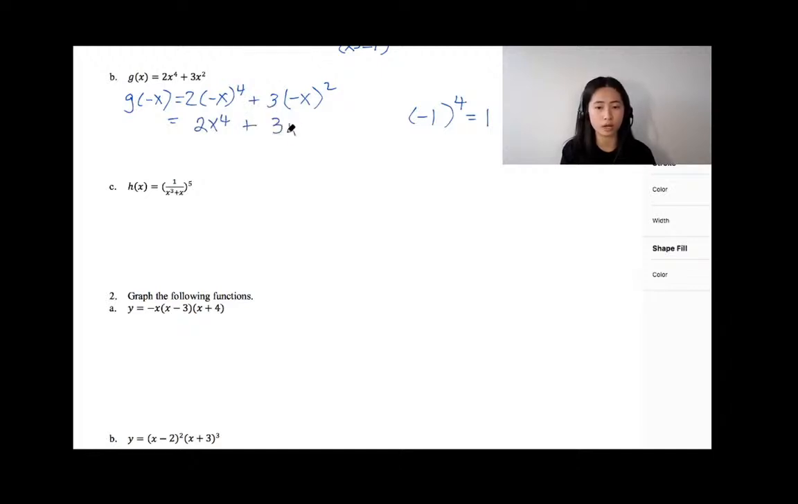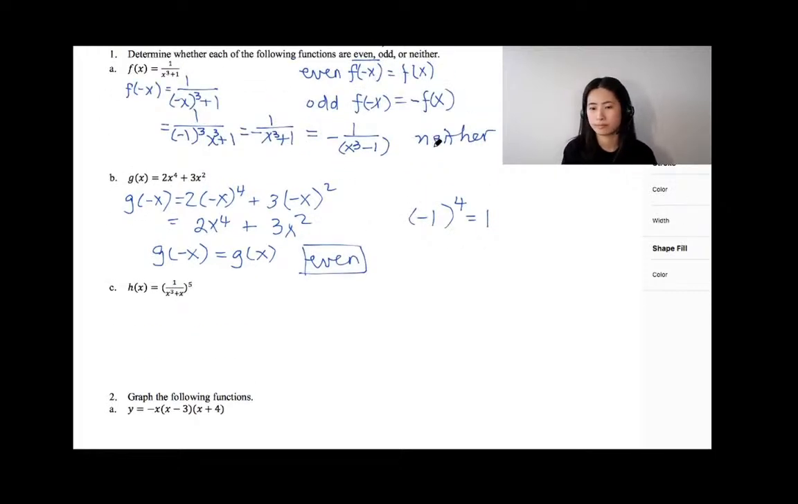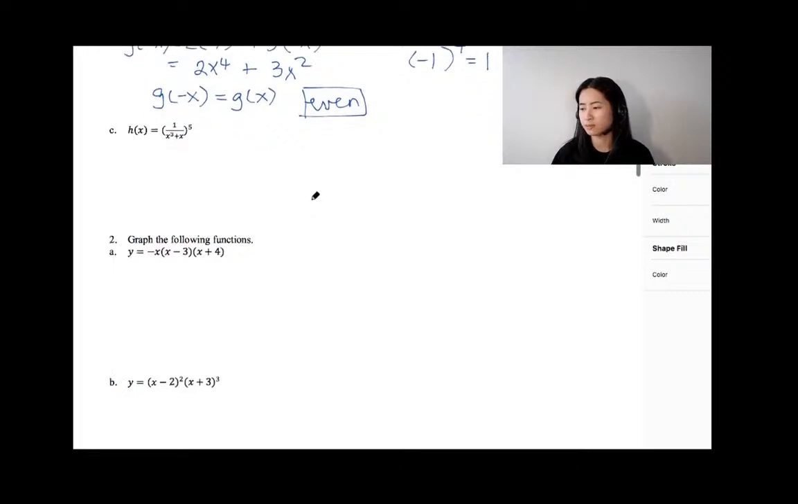plus 3x squared. And as you can see, 2x raised to the power of 4 plus 3x squared is exactly the same as g of x to begin with. So therefore, since we know that g of negative x is equal to g of x, we can say that our function is even. It's not too bad, right? All you really have to do is plug in your negative x.